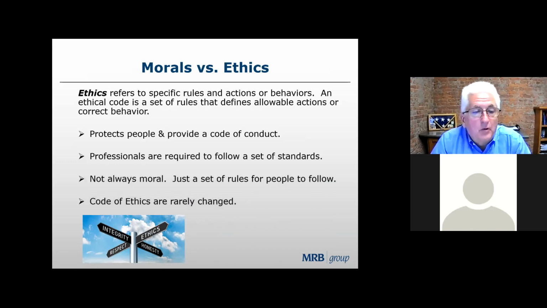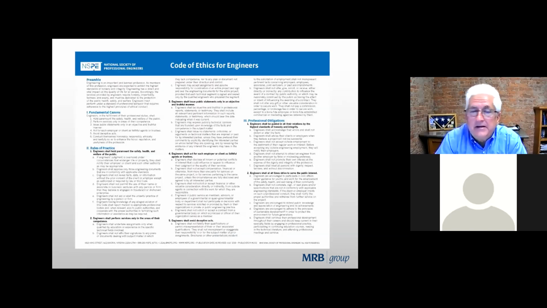Ethics are not always moral. There is just a set of rules for people to follow, and codes of ethics are rarely changed. So you'll have very few changes relating to a code of ethics, whether it's for an engineer or for an operator or for an attorney, for instance. So we're going to talk a little bit about the code of ethics for engineers. And I promise to not put you to sleep here talking about the engineer's code, but it really does relate very similar to what we as operators follow.